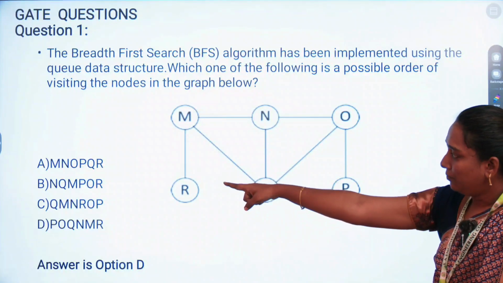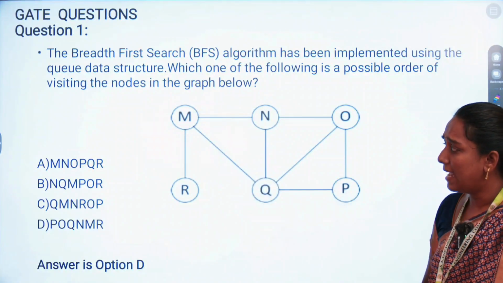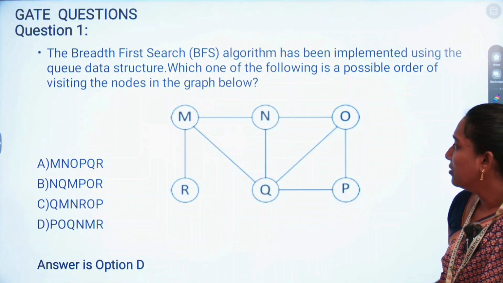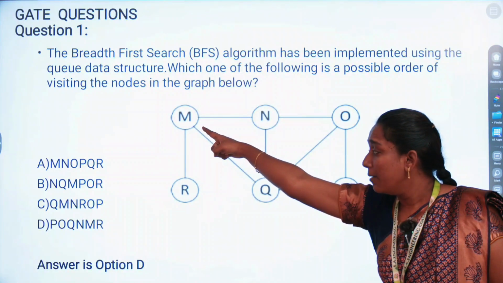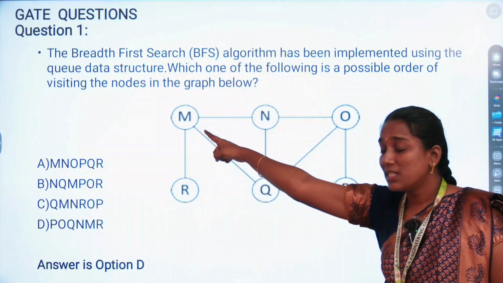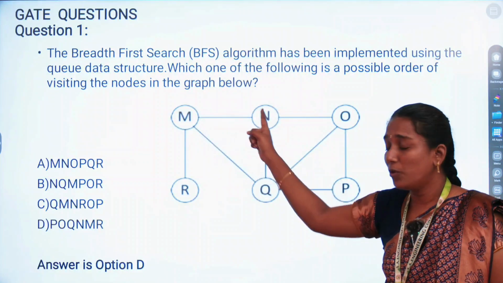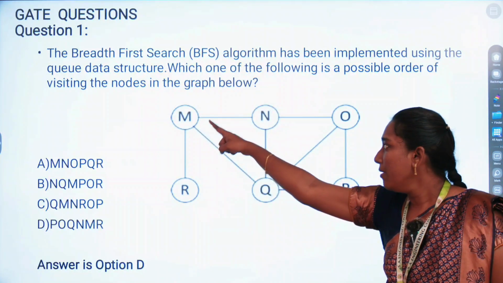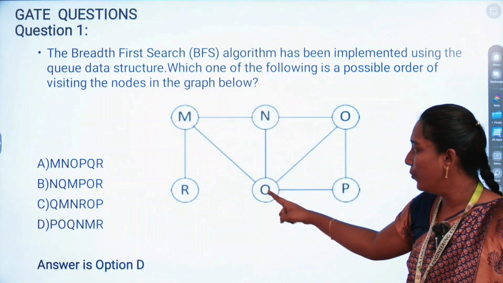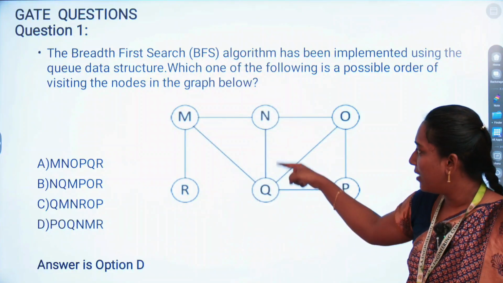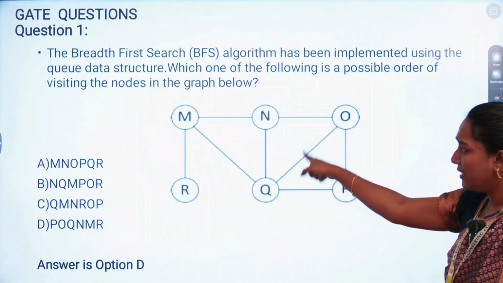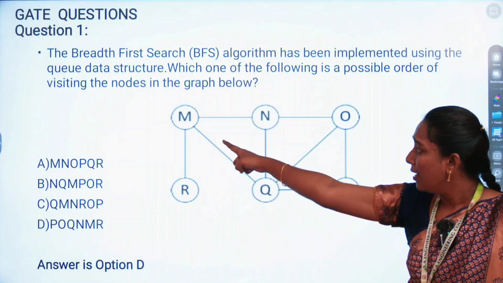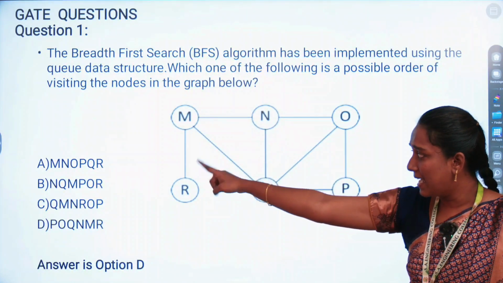The first option is M N O P Q R. The starting node is M. Since it is BFS, it explores the nodes level by level. From M it explores N, Q and R. Check whether it explores all these 3. All these 3 are explored. From M it explores N. Yes, it is correct.